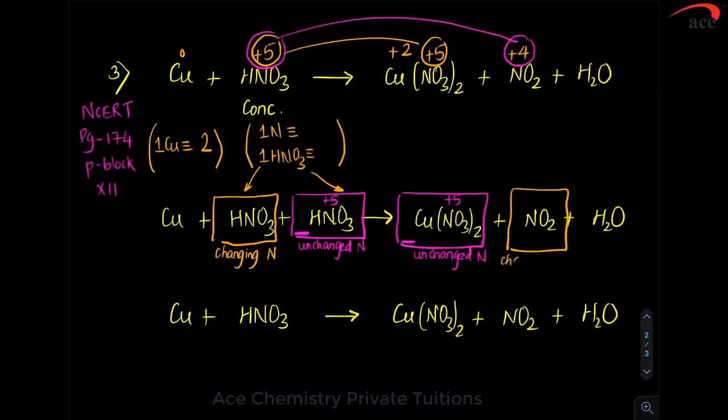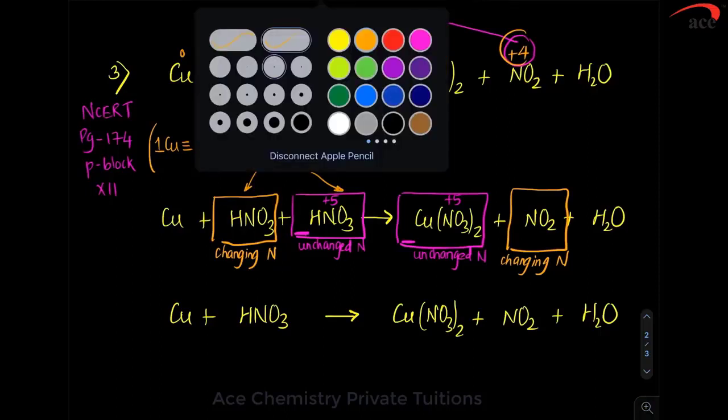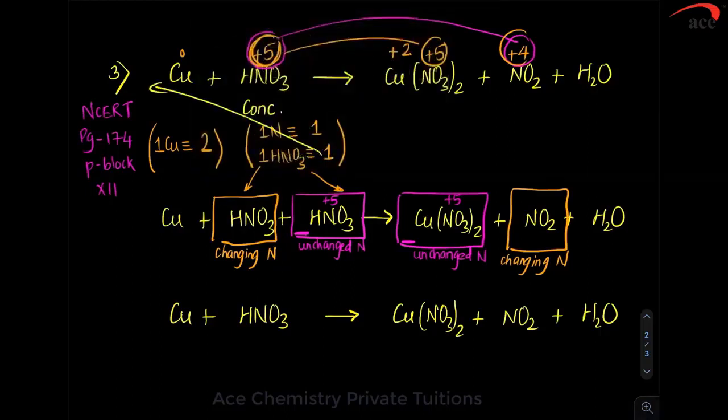Changing nitrogen. What do you mean by changing nitrogen? Whose oxidation number is changing. In this case, nitrogen is going from +5 to +4, changes by 1. What we do next? You already know what we do. We cross multiply. This cross multiplication is done with which nitric acid? Shown with the orange color rectangular box or pink color rectangular box? Yes, you're correct. Orange color rectangular box. Why? Because that is changing.